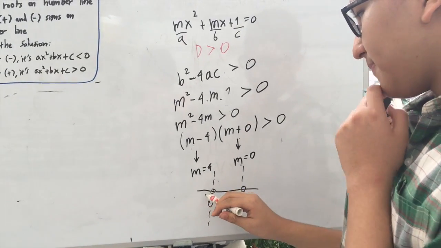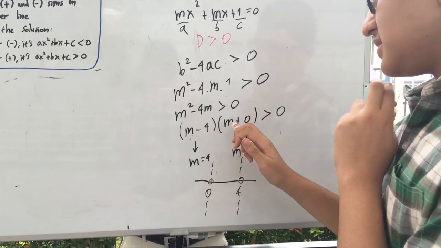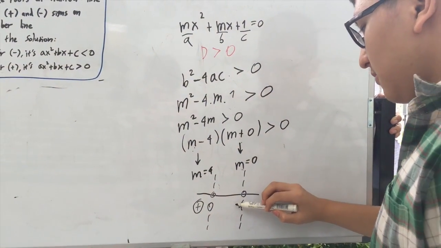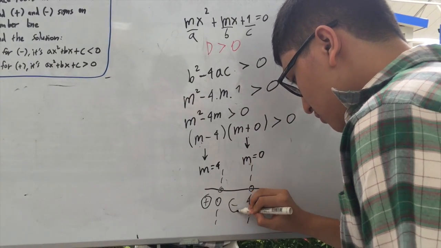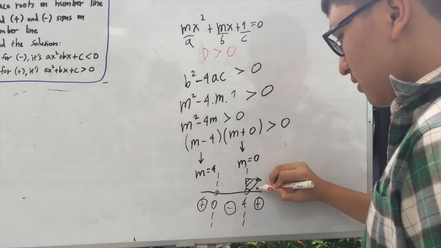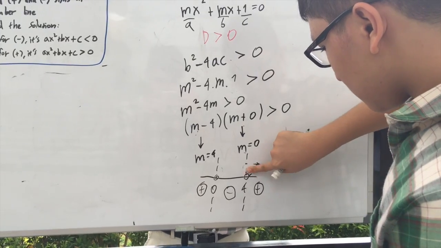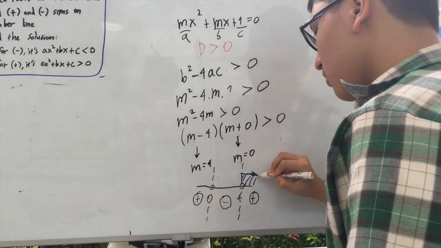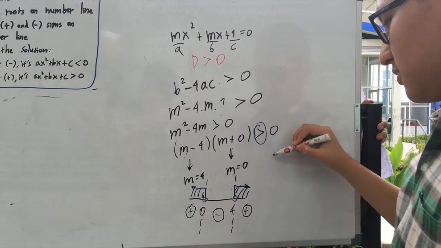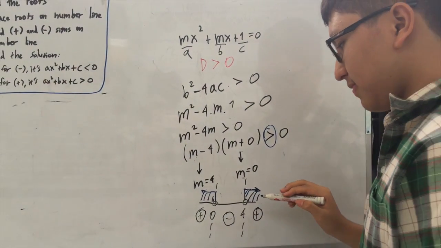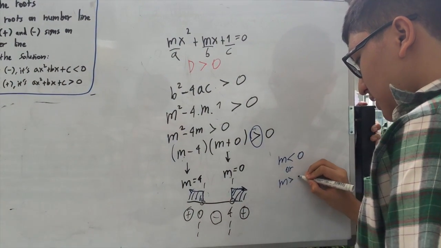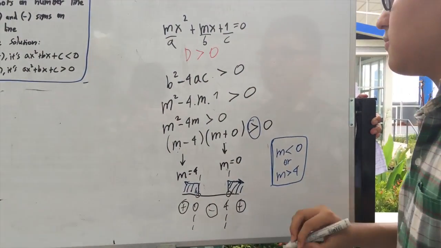So we put numbers here, right? For example, negative 1. This will end up as a positive. For this one, we can put 1, 2, or 3, or a decimal number, and then it'll turn out to be negative, which means the last one is a positive. We use the positive ones because from this it's bigger, so we get the positive. But if this one's smaller, then we use the negative. So the answer will be m is smaller than 0 or m is greater than 4. Ta-da!